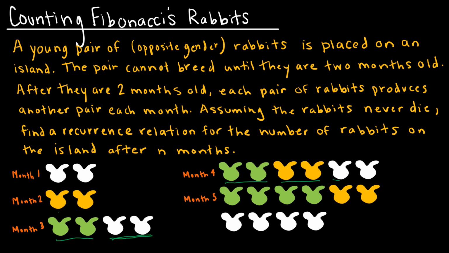And then the green couple had another pair of babies. So my green couple stays green. These guys who were yellow now are old enough to breed. Both my green pairs have had a pair of babies, and these guys become ready to breed. So this is kind of the pattern that we're going through.